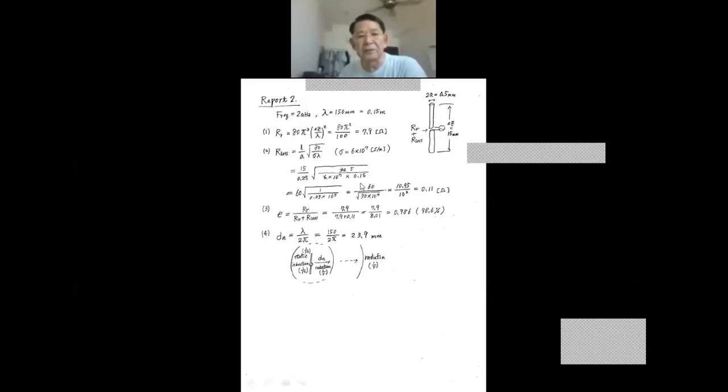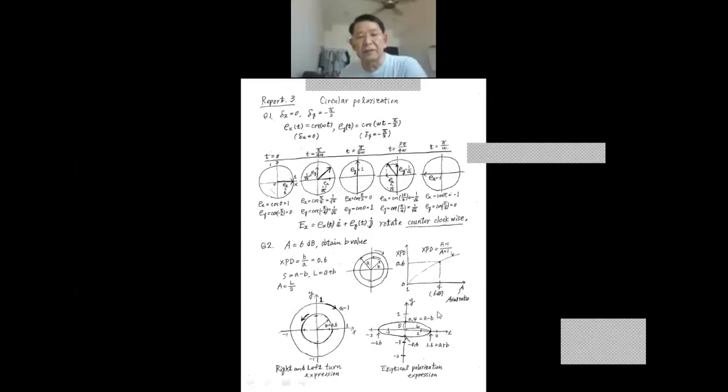Okay. So this is the answer of report 2. And next, this is the circular polarization, report 3. In the lecture, I showed the case of delta x, delta y. Delta x is 0 and delta y is half pi. In this case, it changed to minus half pi. So in what direction does this circular wave rotate?